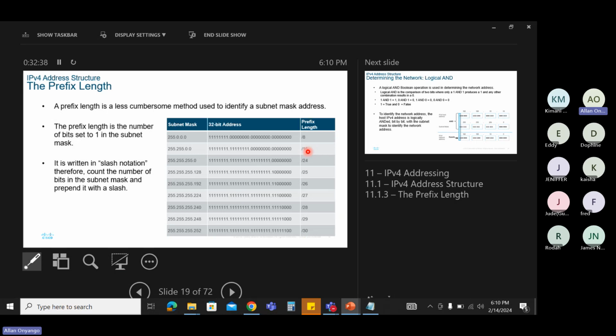If you see slash 8, for example, it means only the first octet is full. It is 255.0.0.0. Slash 16 is 255.255.0.0. Slash 24 is 255.255.255.0. But I want you to know, up to slash 30, the subnet mask ends with 252. Slash 29, 248. Slash 28, 240. Slash 27, 224. And can you see the format there? 0.